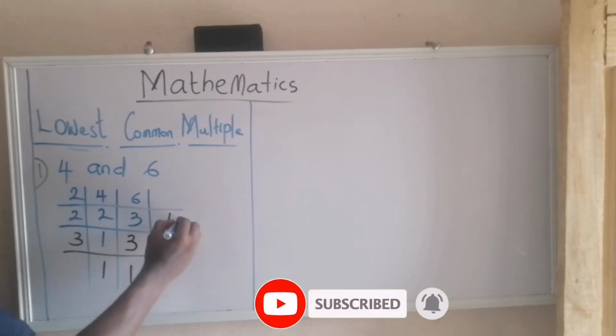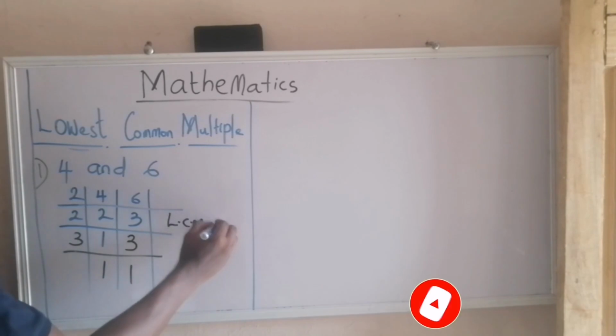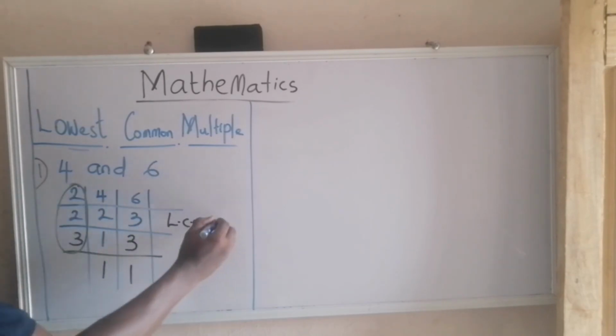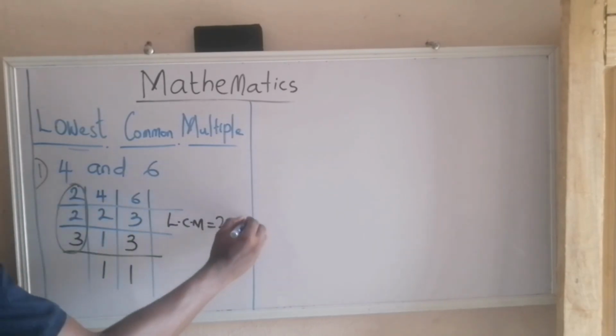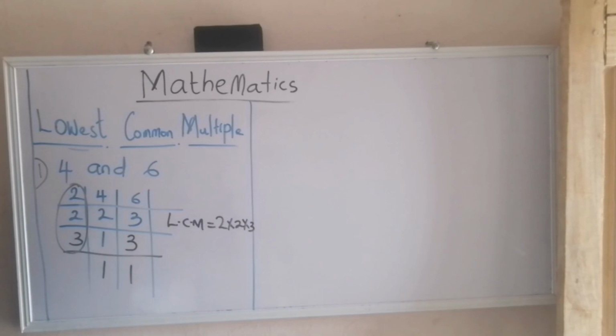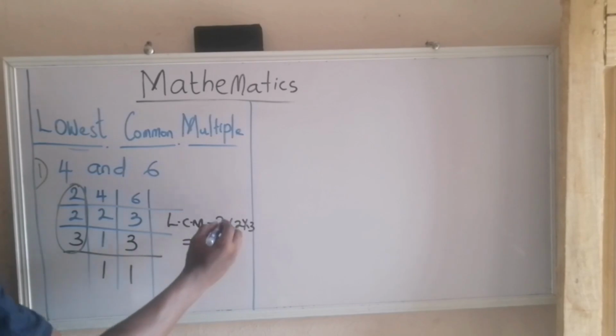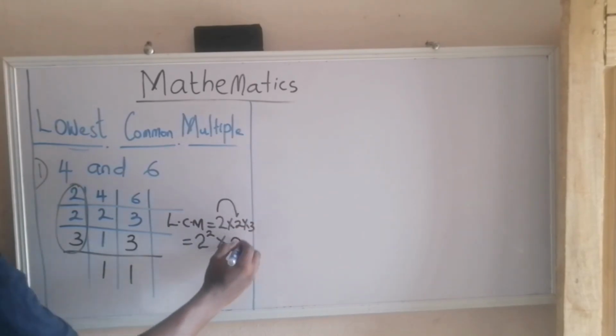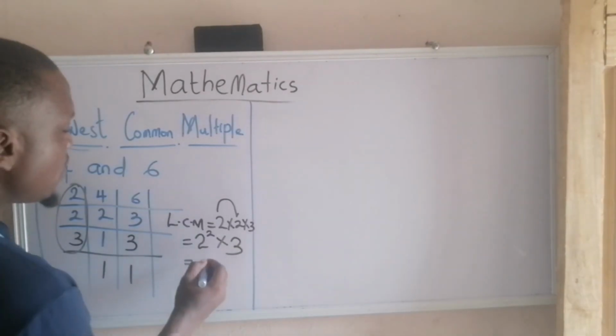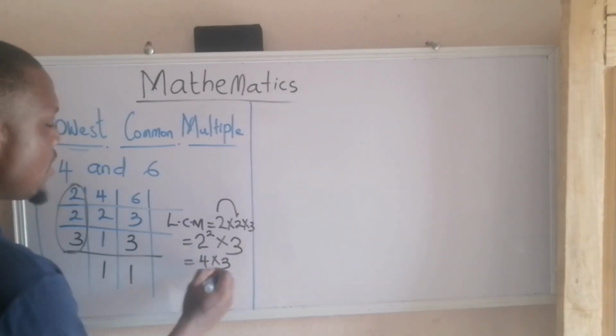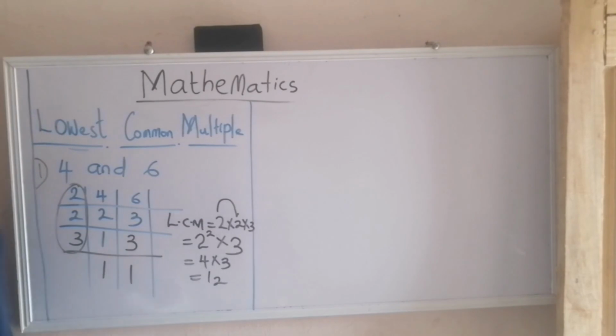Now, your LCM will be what? Your LCM, you only write this part. That will be 2 times 2 times 3. Can you see now? And you can express this in index form. That will be 2 raised to power how many? 1, 2. 2 raised to power 2 times 3. 2 raised to power 2 will be 4, times 3, and that will be 12. That will be 12.